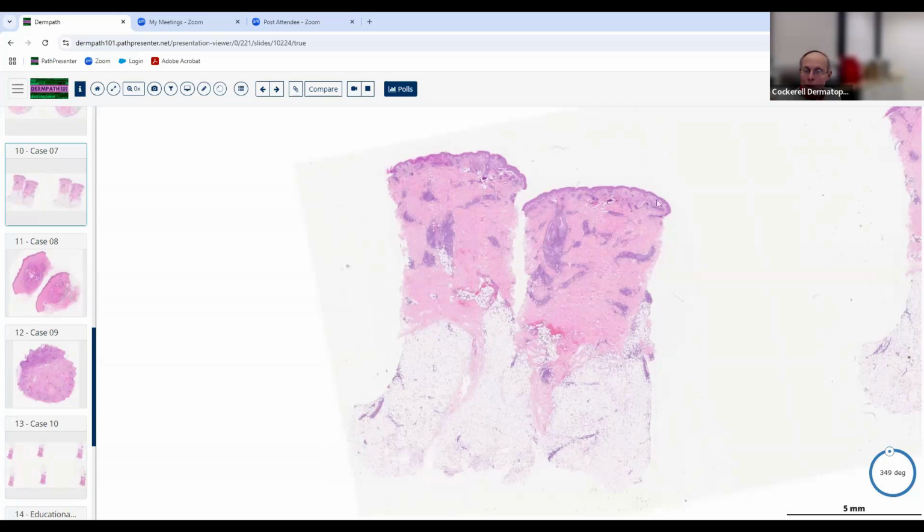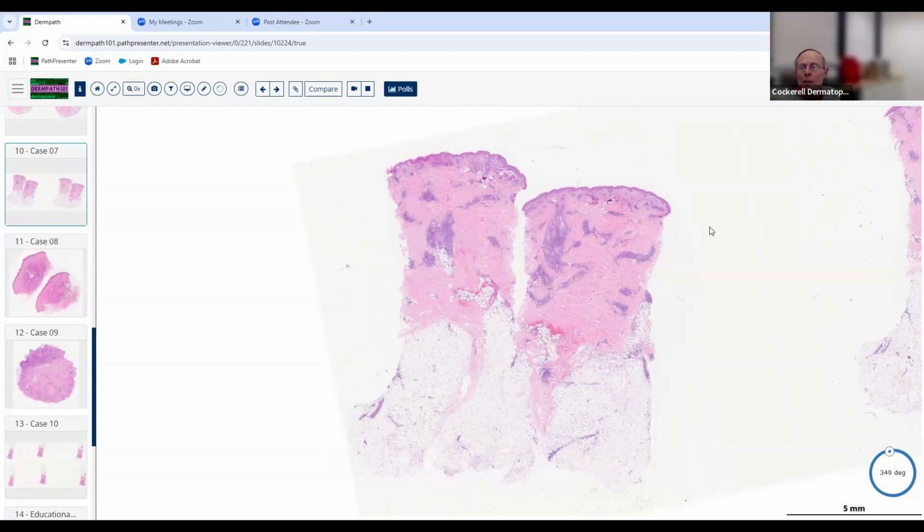What's the pattern? Superficial and deep perivascular inflammation. If you get a shave biopsy, you're crippled right out of the gate. We can't talk about whether it's superficial or deep. You can only talk about whether it's superficial. So, we had a biopsy the other day sent to us as rule out lichen striatus with a shave biopsy.